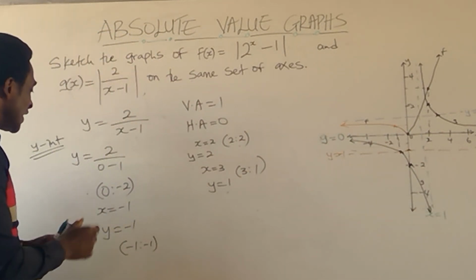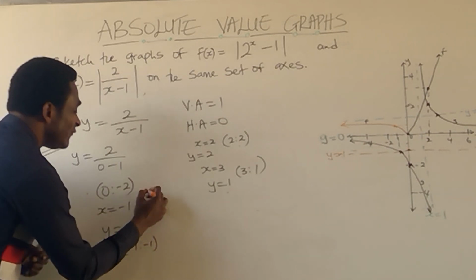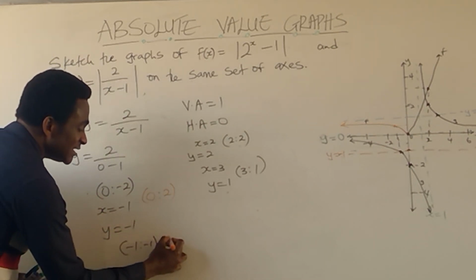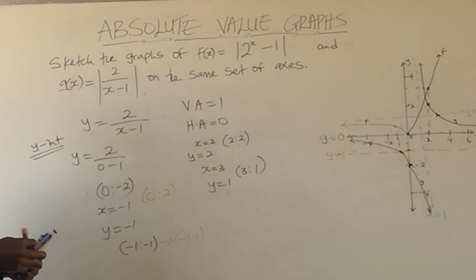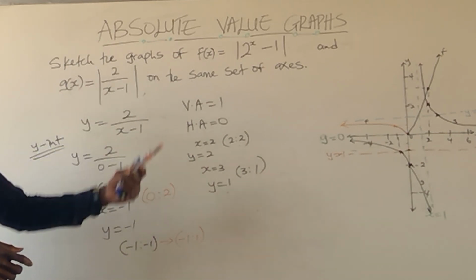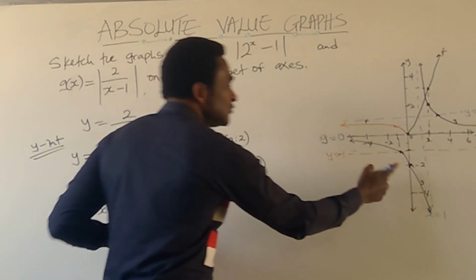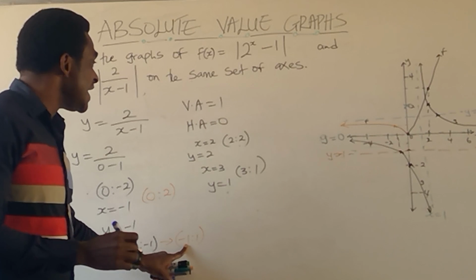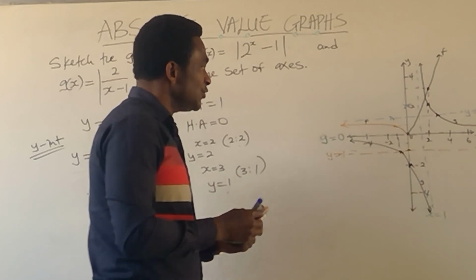So let's look at the values we used for the negative. We used (0, -2). Reflected in the x-axis, we have (0, 2). And (-1, -1), reflected in the x-axis, we will have (-1, 1). So these will form our new points for the reflected version of the graph. So let's check this: (0, -2) comes over here, and then we also have (-1, 1). That becomes our new point.